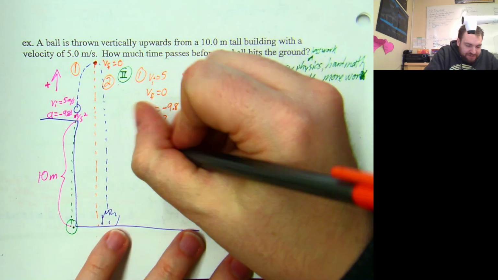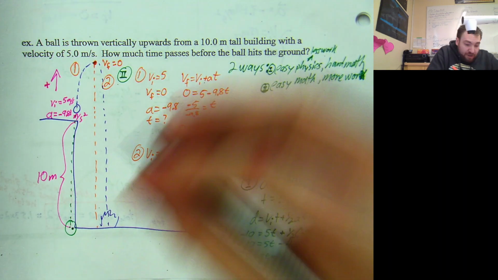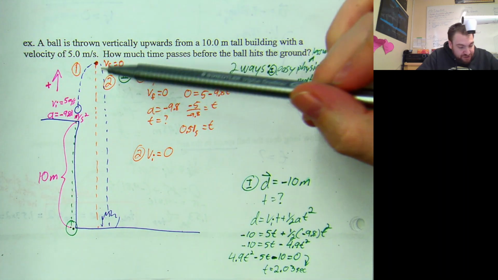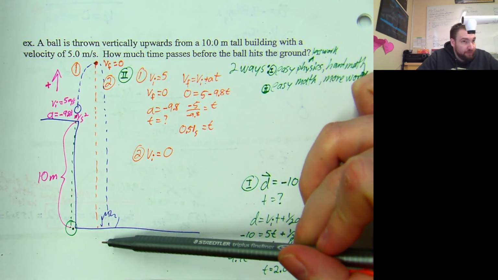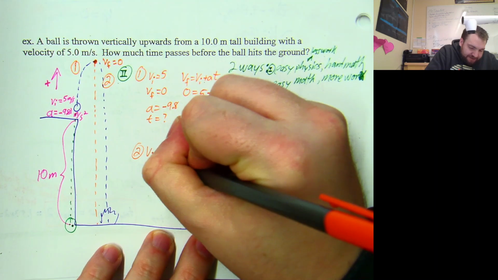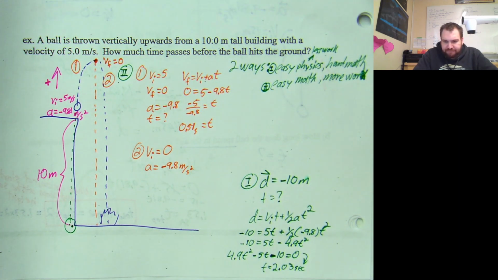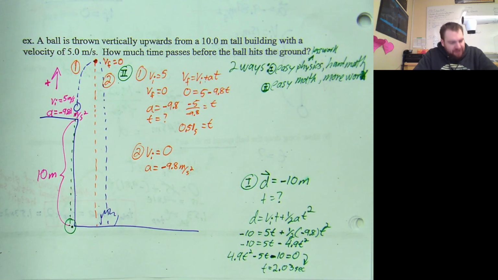With the second half of the problem, what's VI? VI becomes 0 for the second half of the problem, because the second half is just, I'm here, now I'm falling to the ground. If VI is 0, I also know that my acceleration is negative 9.8 meters per second squared. What else do I know? Do I know anything else? I don't know anything else. So we're missing some information.